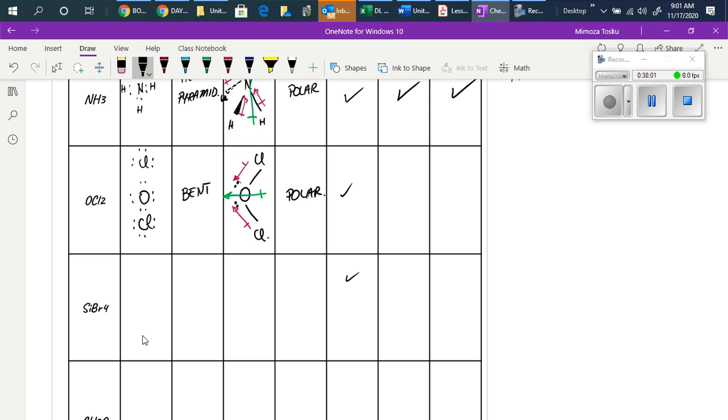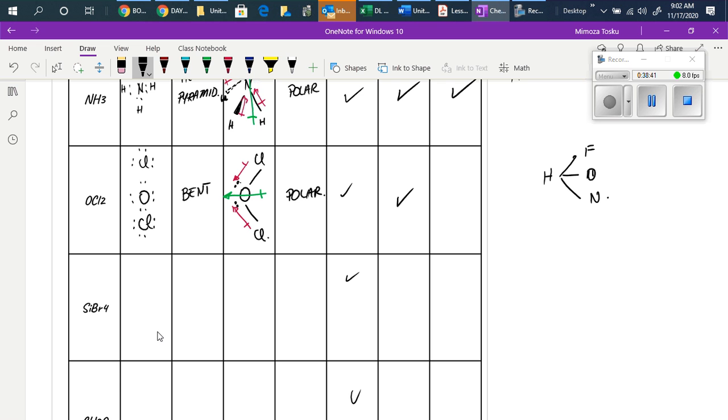And as I said, we don't even think if there is anything in London forces or not. We just check it out, and then we see there is a dipole moment in between the two molecules. Yes, then we have a dipole force. Is there any direct bonding between hydrogen and fluorine, oxygen, or nitrogen? No, so then we don't have the hydrogen bond. Let's move to the next one.